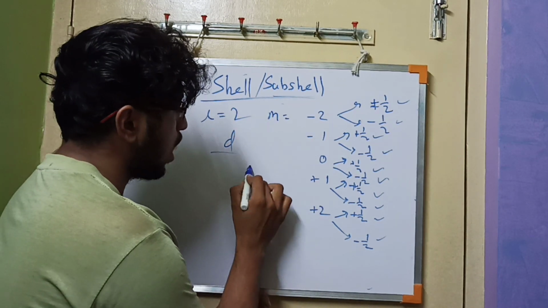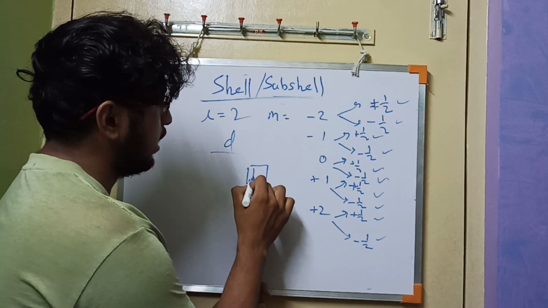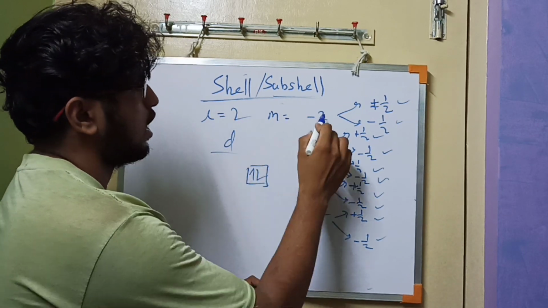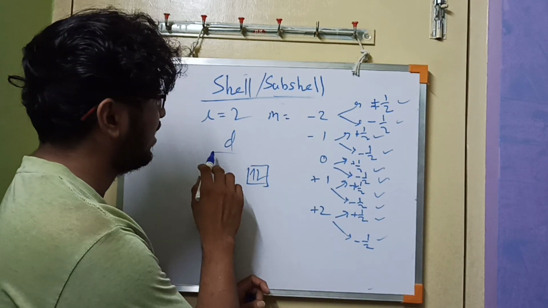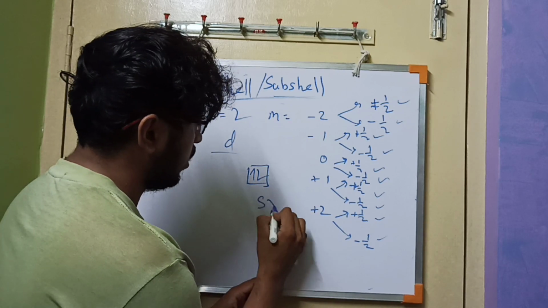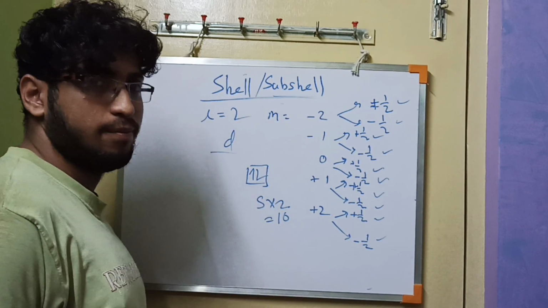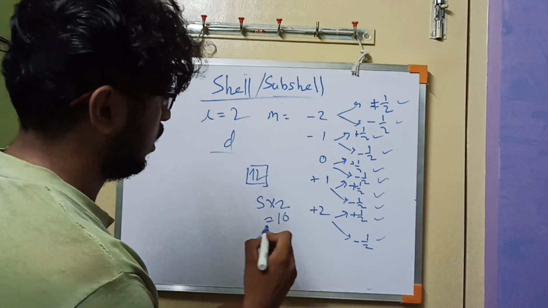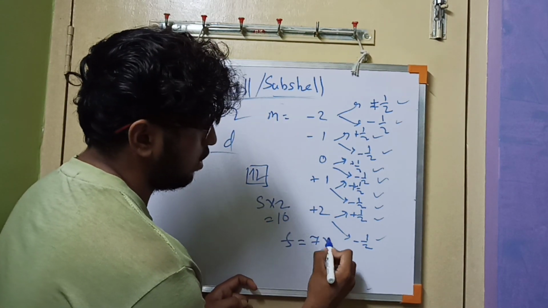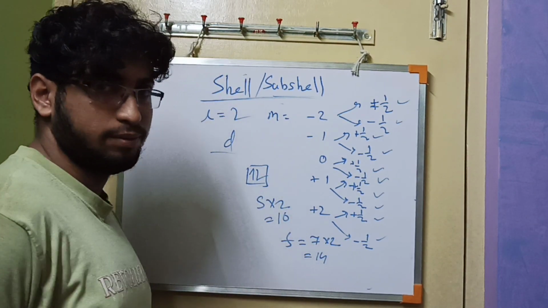That means one orbital can carry 2 electrons. There are 5 types of orbital in d subshell. 5 into 2, that will be 10. For f subshell, it will be 7 into 2, 14.